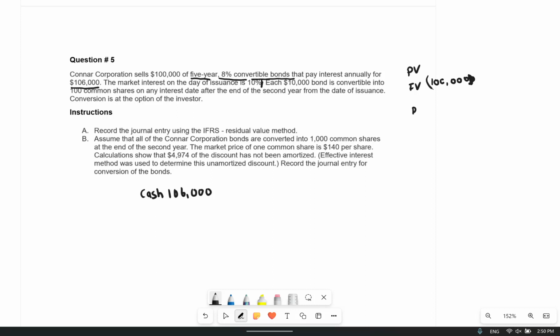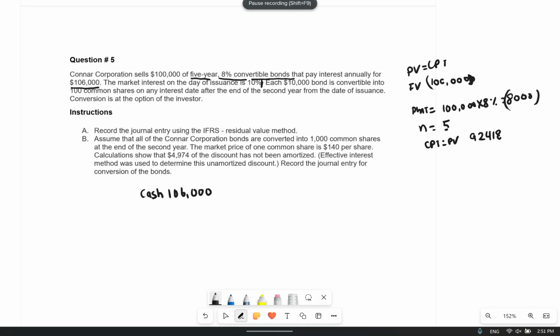$100,000. My payment is my coupon rate, my 100,000 times your 8%. It is annual, and that will give me 8,000. So that will be my payment. My present value I have to compute. My N is 5 years, and we are going to compute my present value, and that present value will be 92,418.